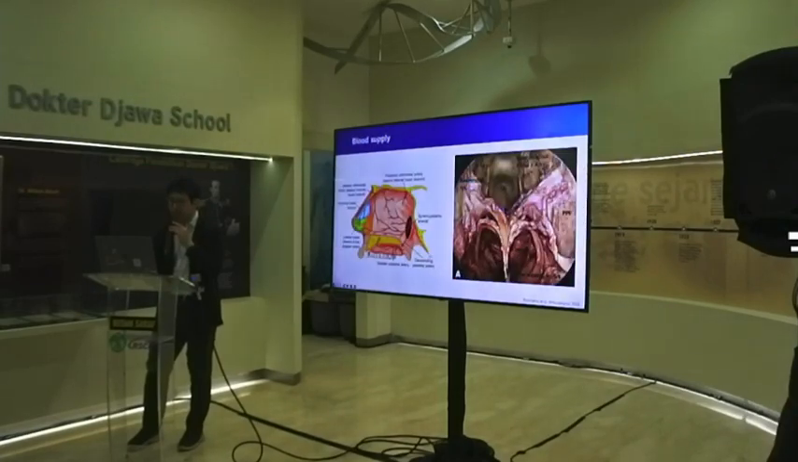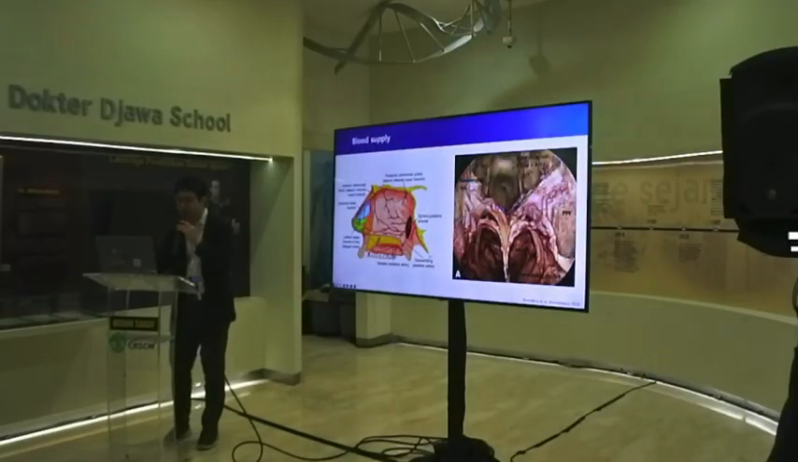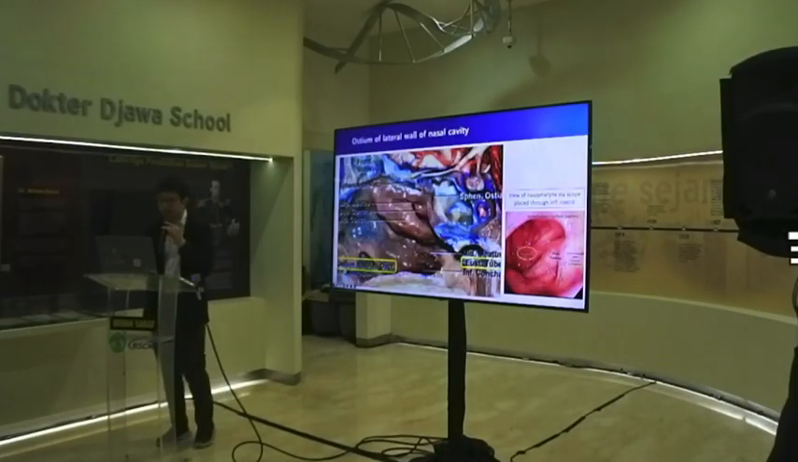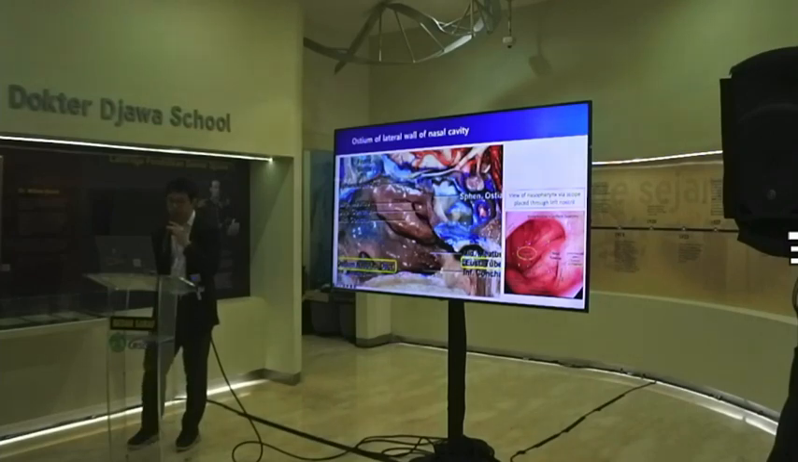Here we see a diagram of the blood supply to the nasal cavity. Key arteries include the anterior and posterior ethmoid arteries, the sphenopalatine arteries, and the greater palatine arteries. Understanding this vascular anatomy is crucial for minimizing bleeding during the procedure. This is an endoscopic view of the nasopharynx. Key landmarks include the fossa of Rosenmuller, the torus tubarius, and the Eustachian tube in the pharynx.